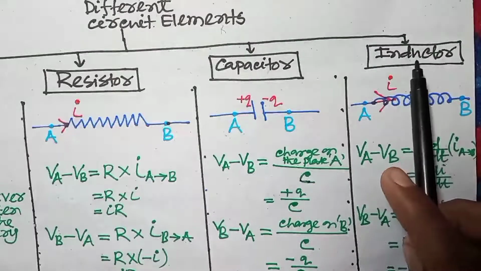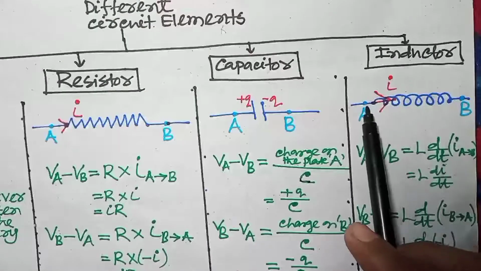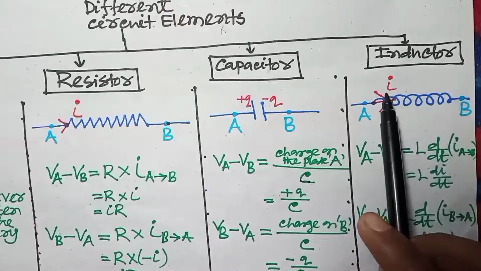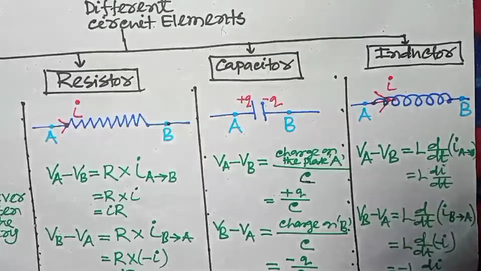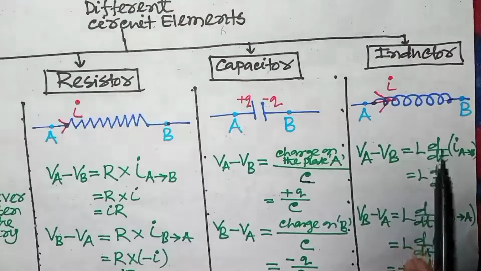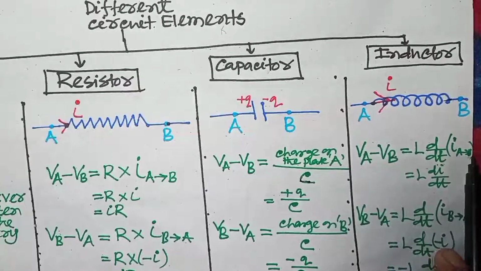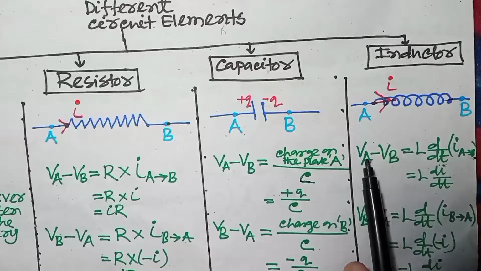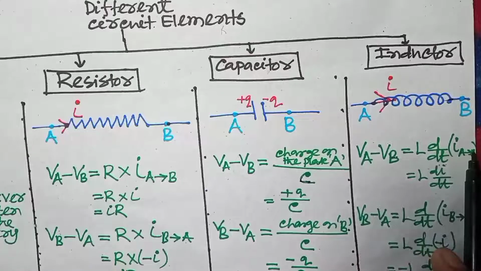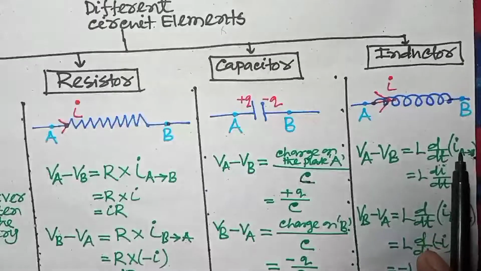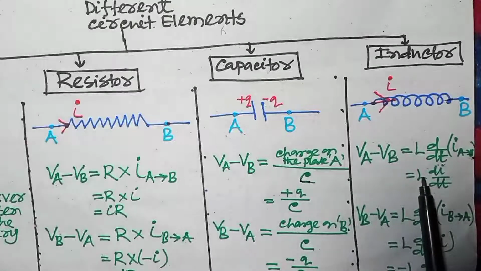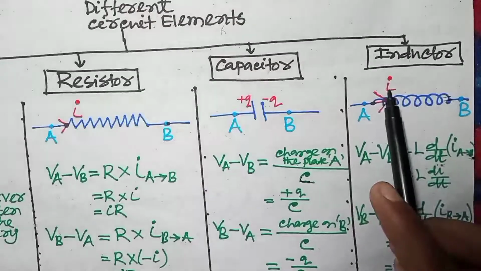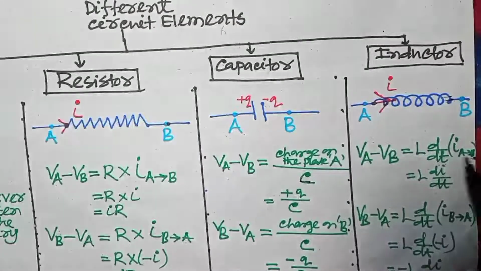So this is an inductor. This is terminal A, this is terminal B, and the current I is flowing through this inductor. So VA minus VB is equal to L into d by dt of the current which is flowing from A to B. Whenever I am writing VA minus VB, I have to take the current flowing from A to B, which is I. So it will be L into di by dt.